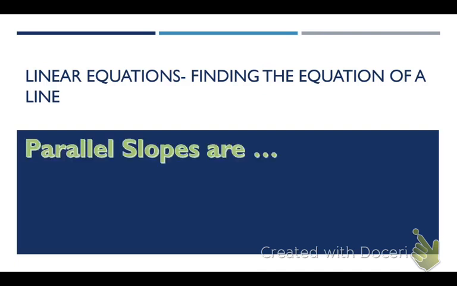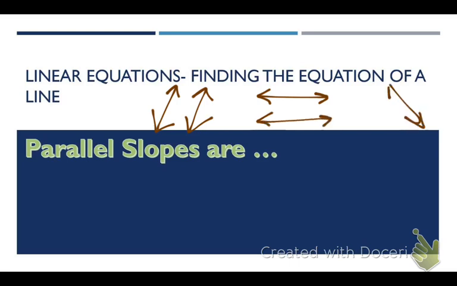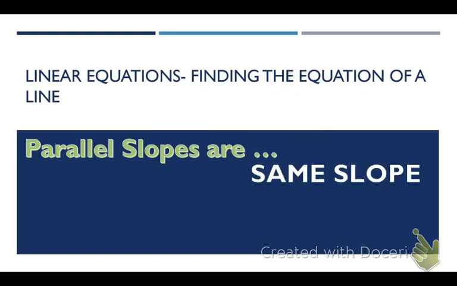If you have 2 lines that are parallel, they could look like this, they could look like this, they could look like this, okay? If you have parallel slopes, they have the same slope. I would write it and I would highlight it. People get this wrong every year, and it is worth a lot because you can't do very much with this section without knowing this fact. Parallel lines have the same slope, so parallel slopes are the same slope.